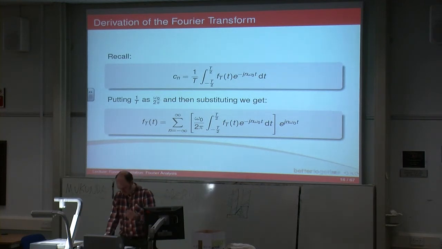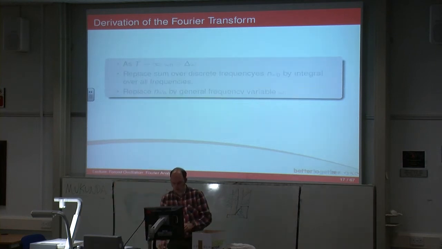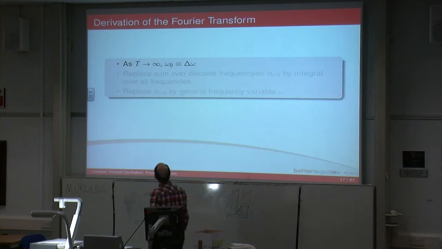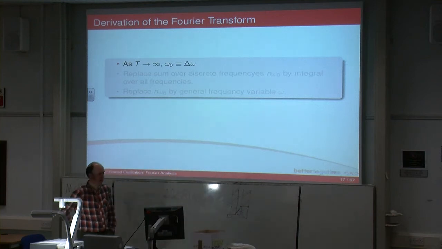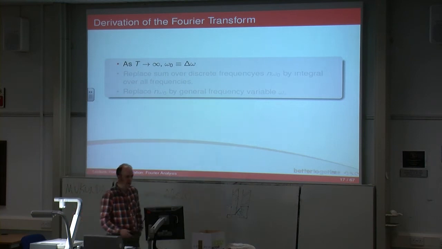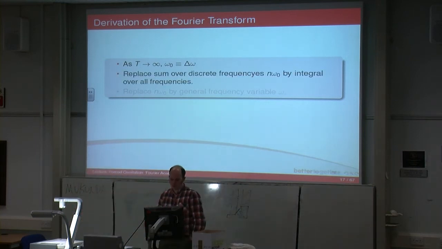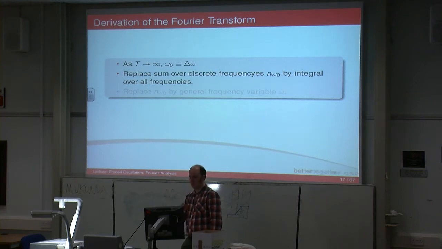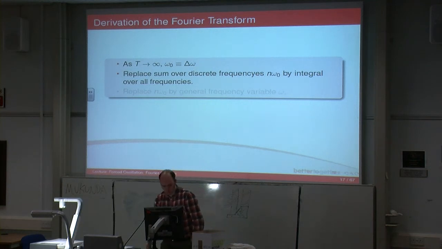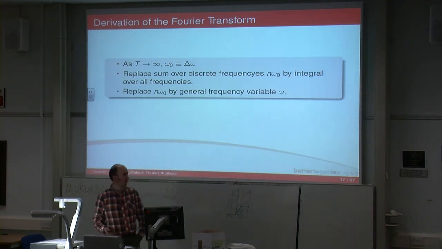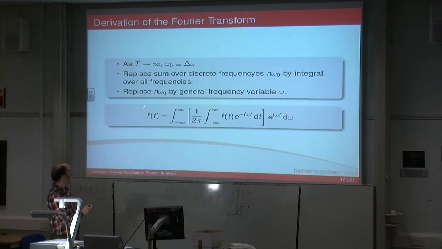This is where it gets a little bit tricky, and you're just going to have to believe me when I do it. Like I said, as T goes to infinity, omega naught is equivalent to delta omega, which also goes to 0. What you do is replace a sum over the discrete frequencies n omega naught by the integral over all frequencies. So instead of adding up those frequencies, you integrate between them, and then you replace n omega naught by a general frequency variable called omega. And so you end up with this thing here. Okay, it's ugly. So that sum has been replaced by an integral. This is the same as what we had before, but instead of n omega naught, we've got just omega, essentially.